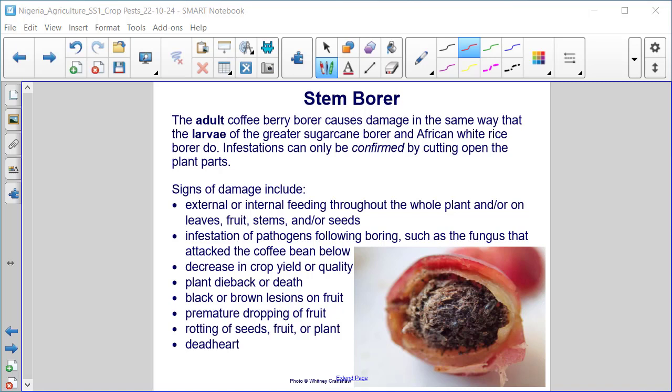Infestations can only be confirmed by cutting open the plant parts. Signs of damage include external or internal feeding throughout the whole plant and/or on leaves, fruit, stems, and/or seeds. Infestation of pathogens following boring, such as the fungus that attacks the coffee bean below. Decrease in crop yield or quality, plant dieback or death, black or brown lesions on fruit, premature dropping of fruit, rotting of seeds, fruit, or plant, and dead heart.